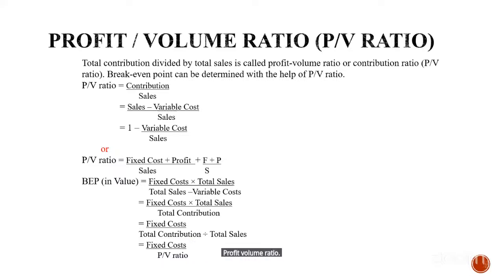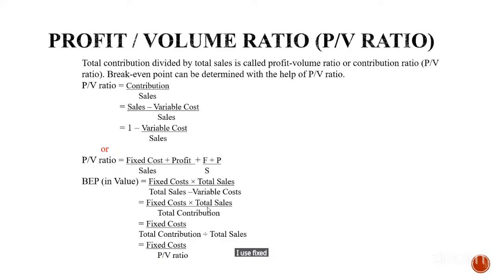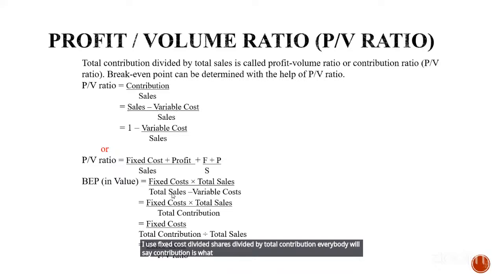Now, the break-even point in value is fixed cost times total sales over total sales minus variable costs. That is fixed cost times total sales divided by total contribution. Remember, contribution means sales minus variable cost. That is SP, selling price, minus variable cost.